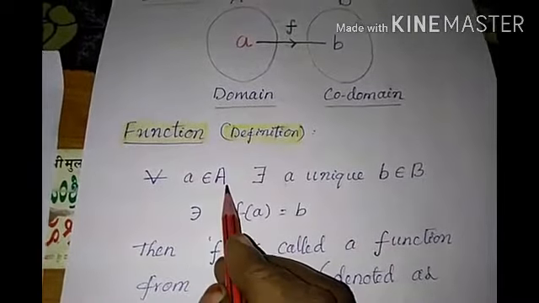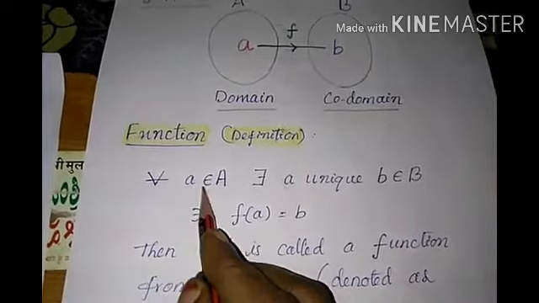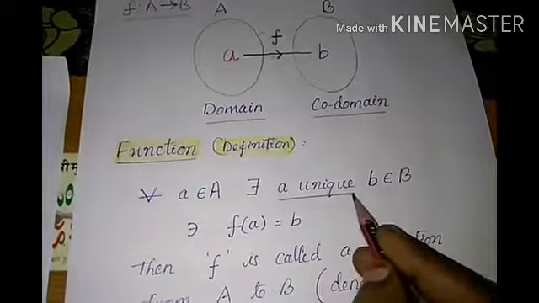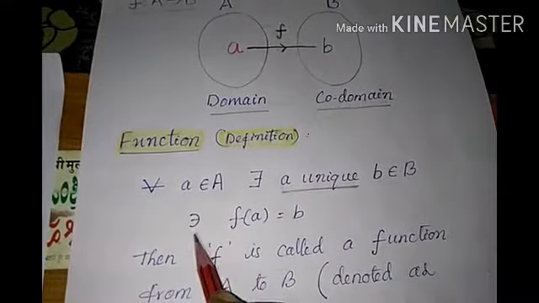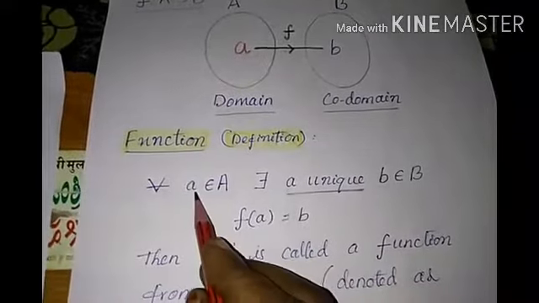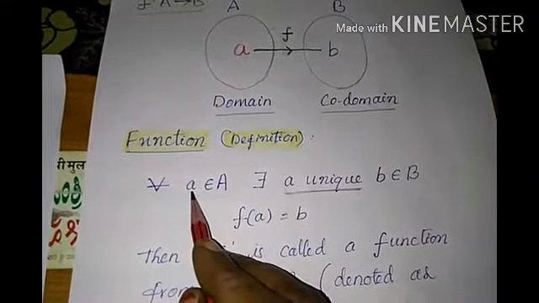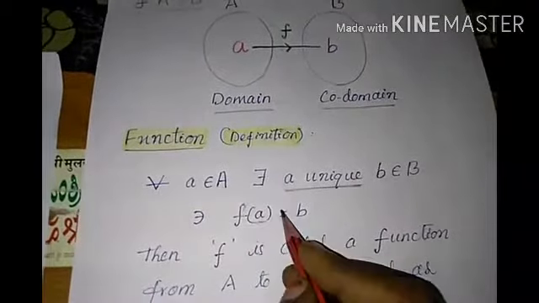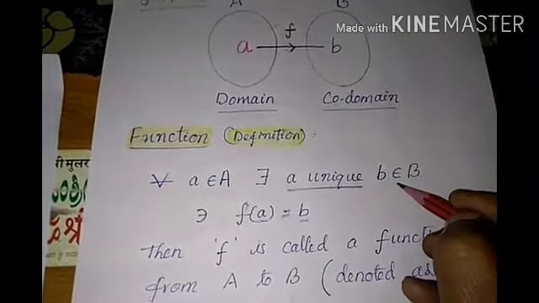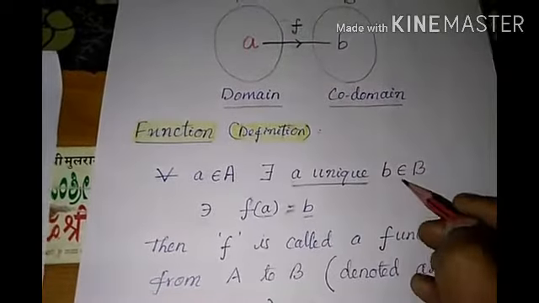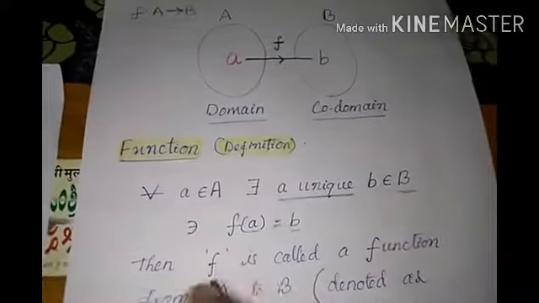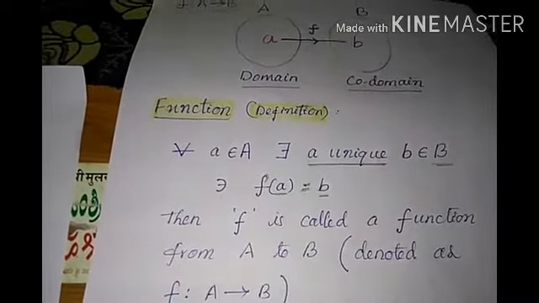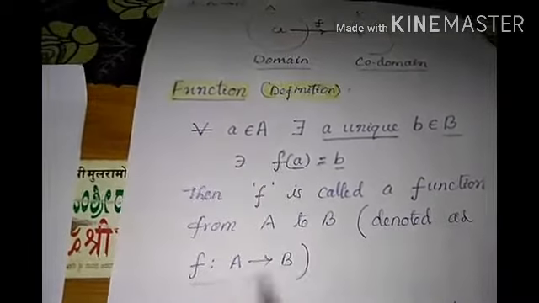For every A belongs to capital A, that means every element in A, there exists a unique, means only one, B belongs to capital B such that f of A is equal to B. That means if you are taking A as input, some operations take place. That is a function. It gives output B. The output must belong to the second set B. Then we can say that f is called a function from A to B. It can be denoted as f is a function from A to B.